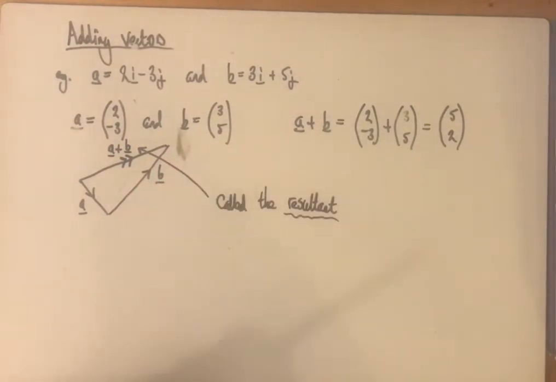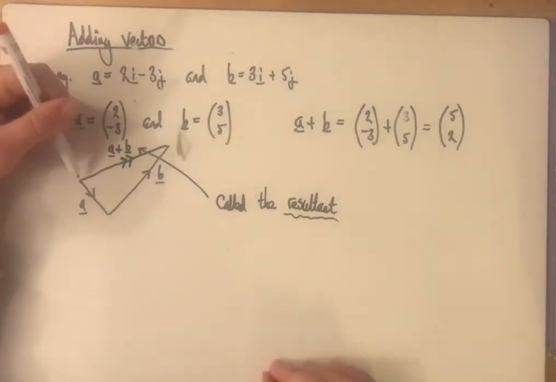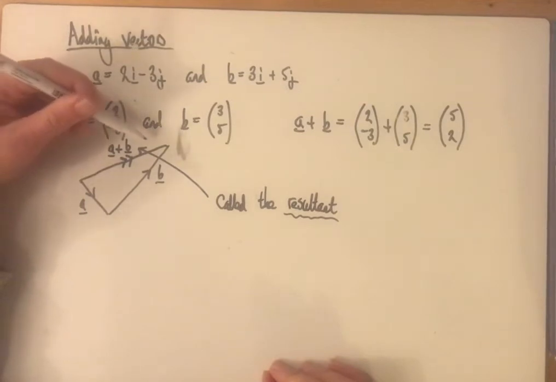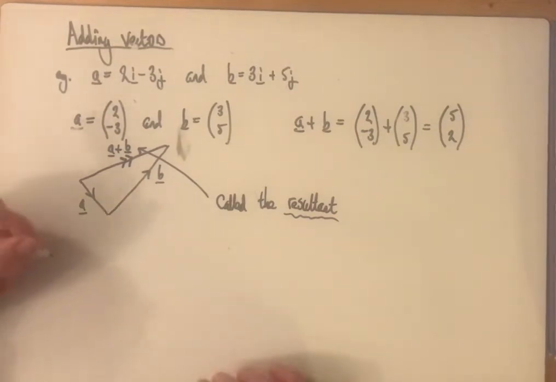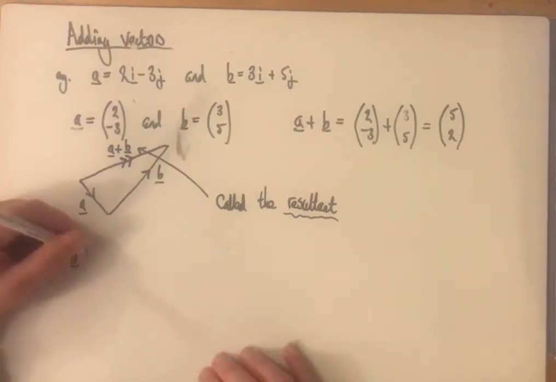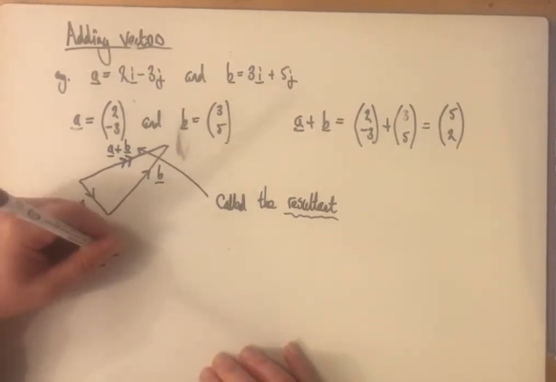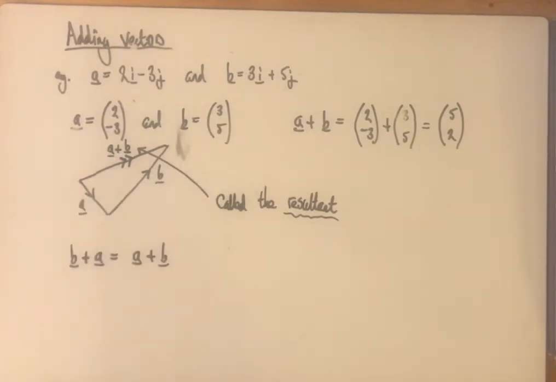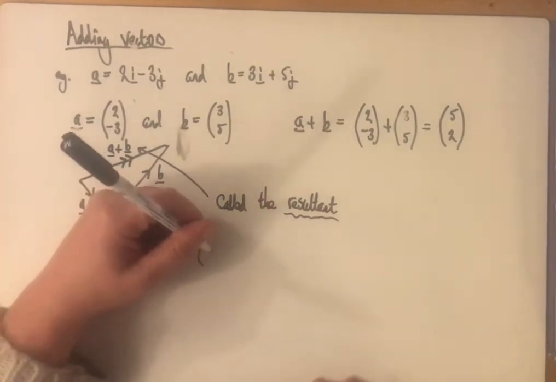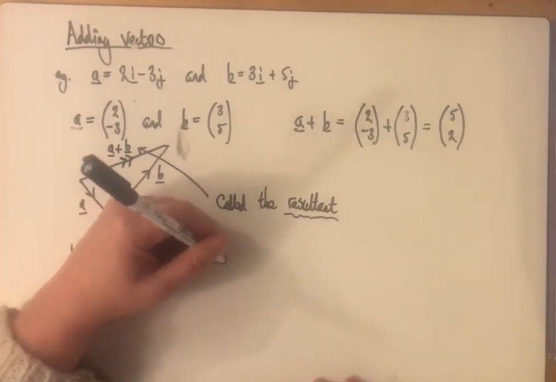It doesn't matter if you do A plus B or B plus A. So if you did B plus A, you'd go along there, and it would still have the same effect. So addition is commutative. So B plus A is equal to A plus B, it doesn't matter which order, so commutative.